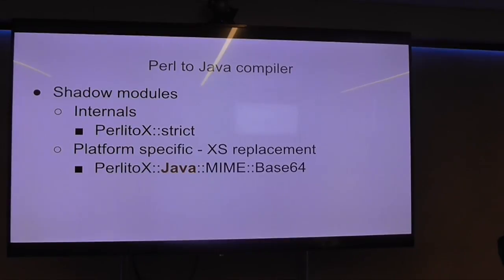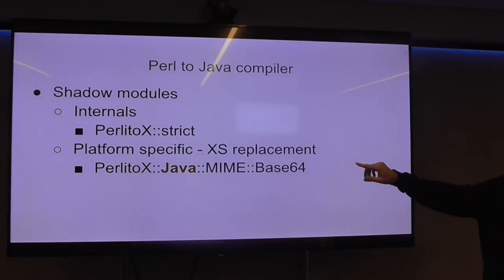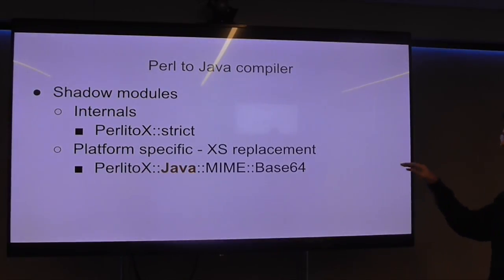So we have a number of these shadow modules. For example, strict is specific to the compiler, so we have Perlito5::strict. And we have platform-specific ones, which are the XS replacements. In this case, MIME::Base64 is installed as Perlito5::Java::MIME::Base64.